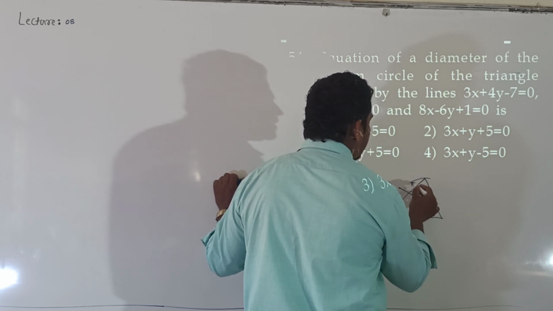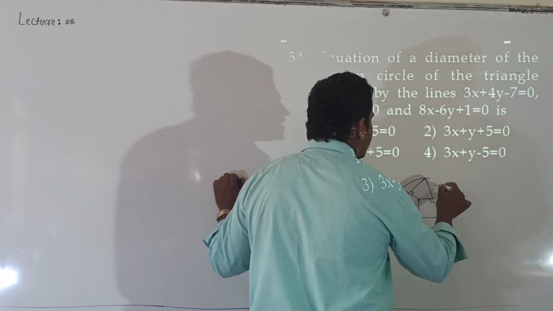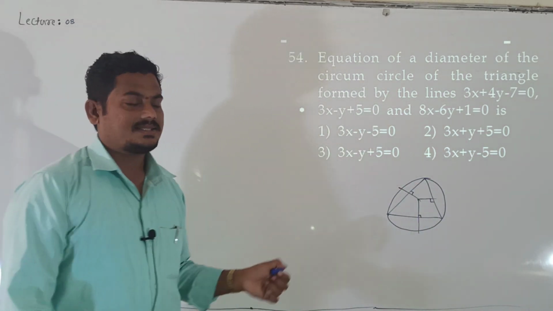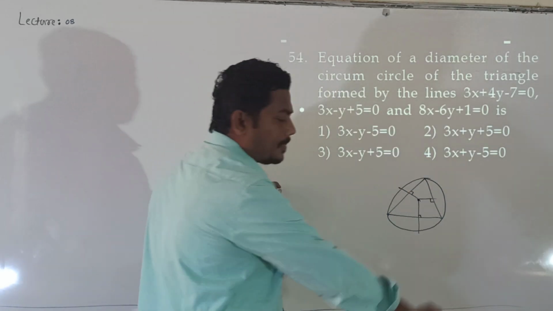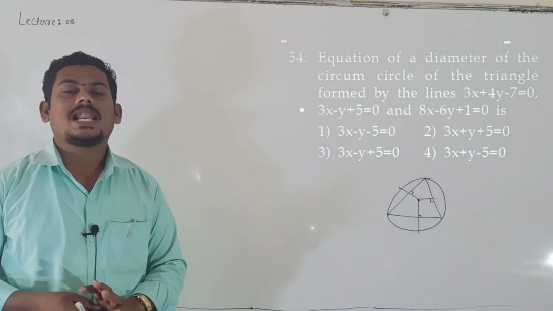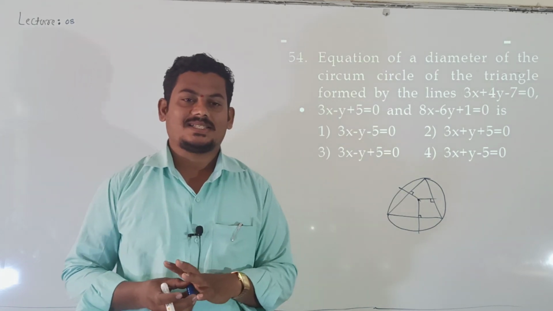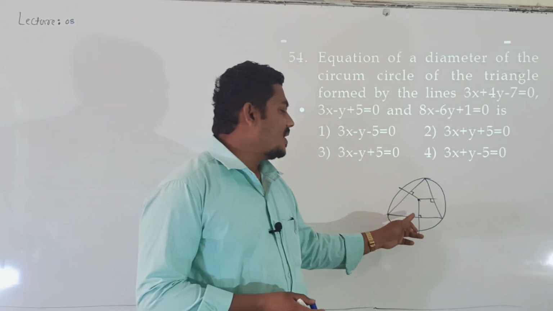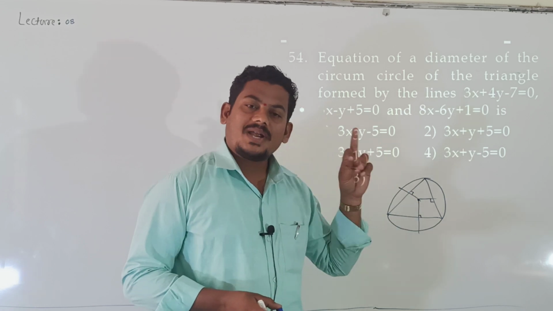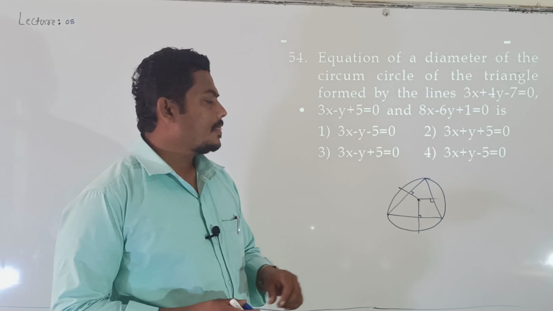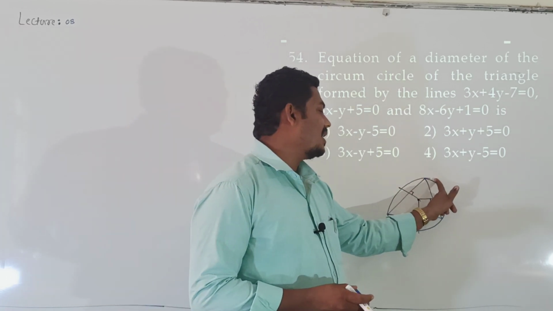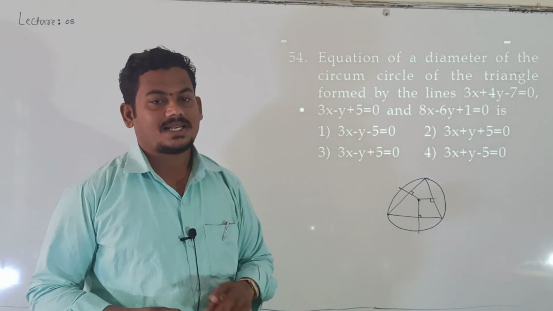And the circumcircle passes through all the vertices. This is our circumcircle and this is the circumcenter. The circumcircle passes through all the vertices. And the point of intersection of perpendicular side bisectors is known as the circumcenter. And the circle that passes through all the vertices is known as the circumcircle, right?